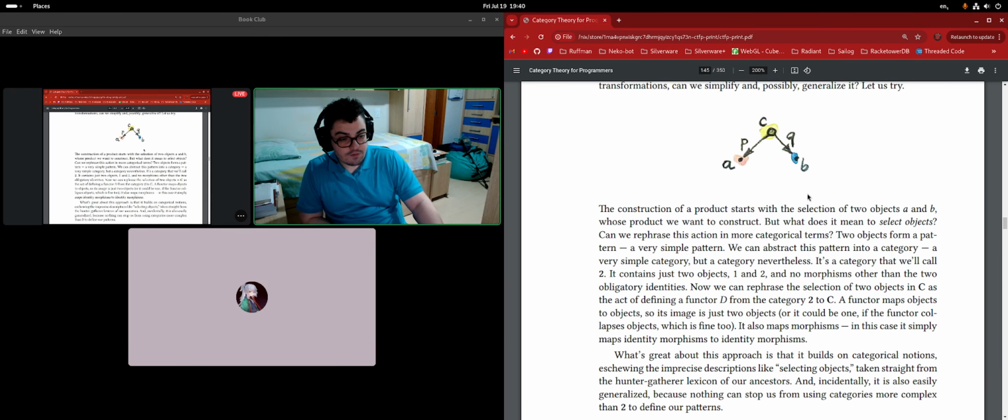And it also maps morphisms. In this case, it simply maps identity morphisms to identity morphisms. I don't understand what he's calling identity though, because there's no identity drawn in this drawing here. They're not wrong, but it's basically a rule of category theory that there's always an identity morphism.